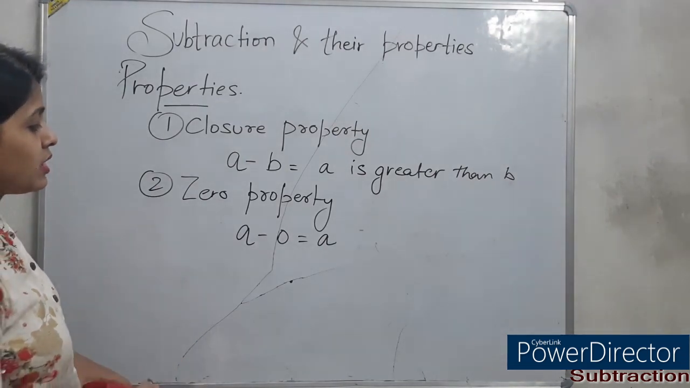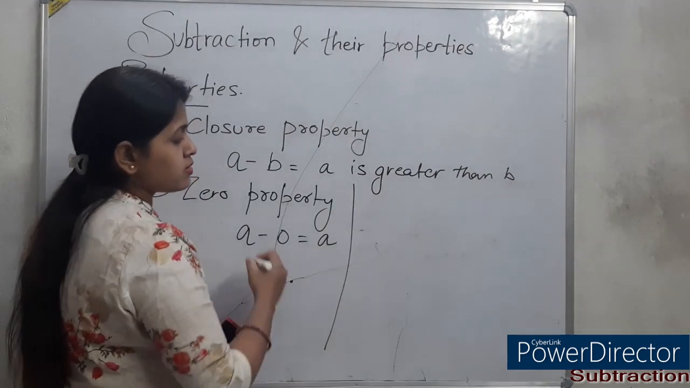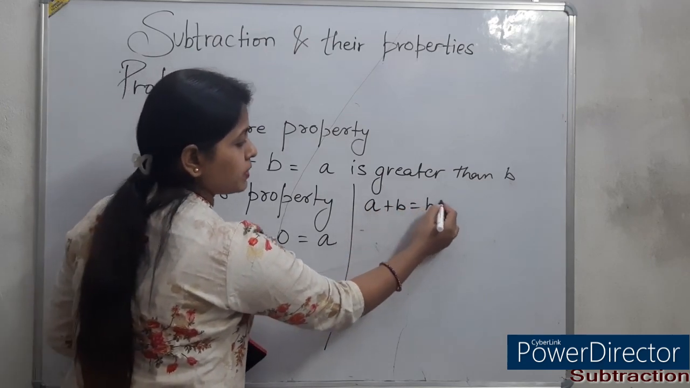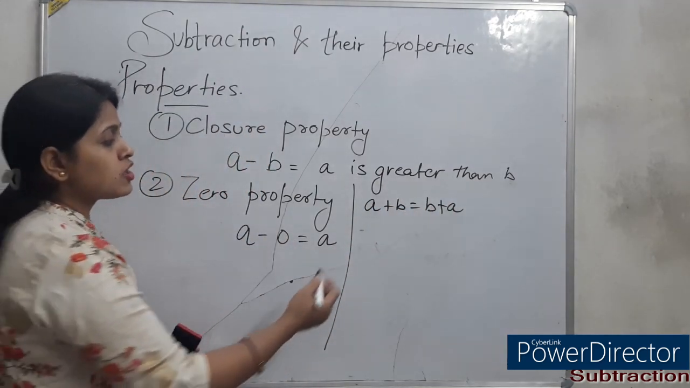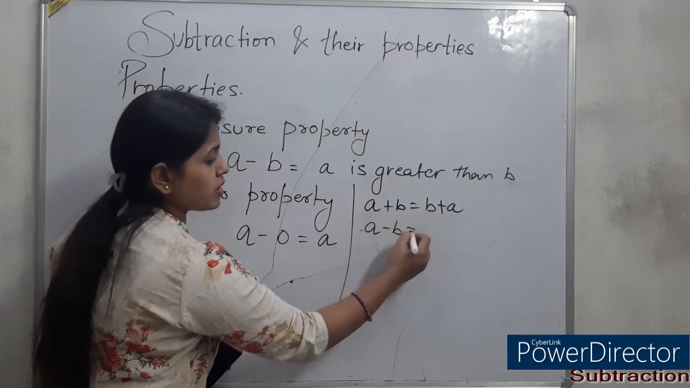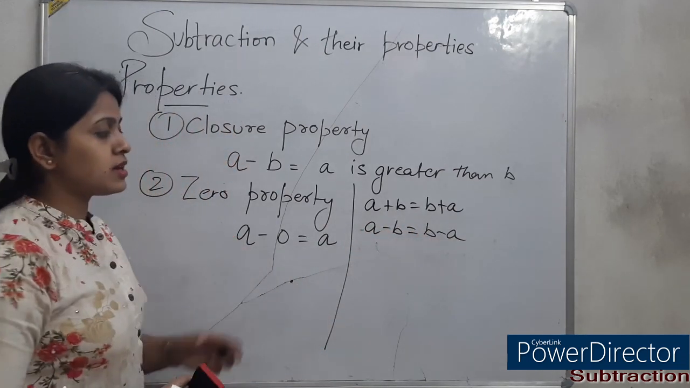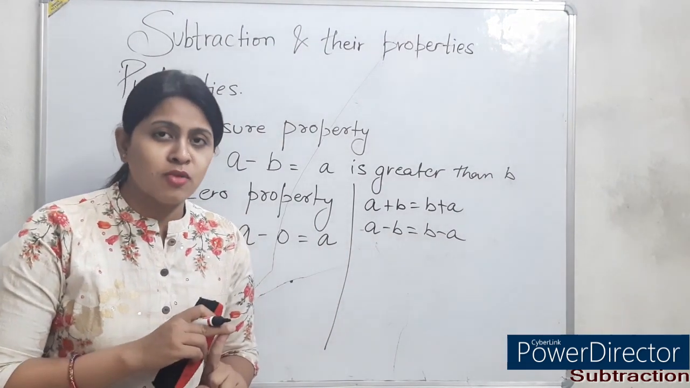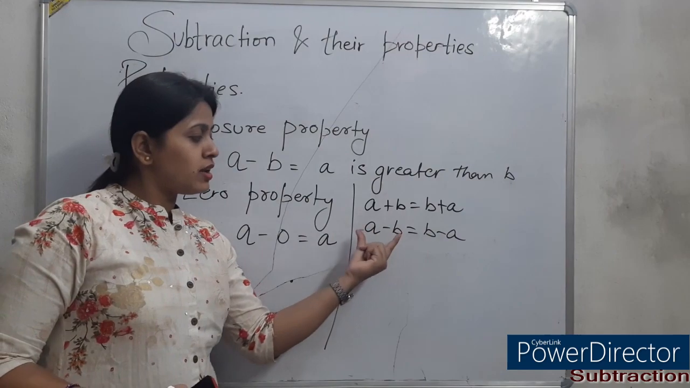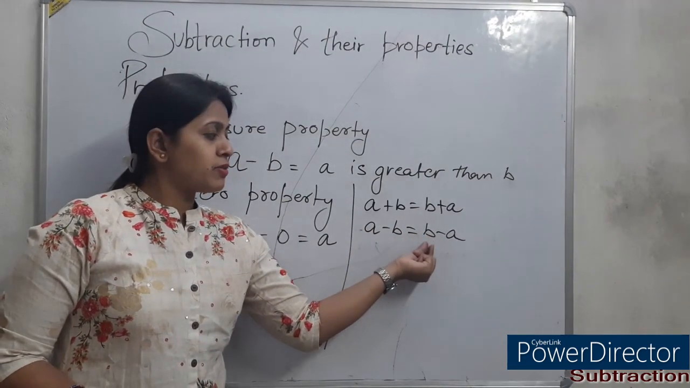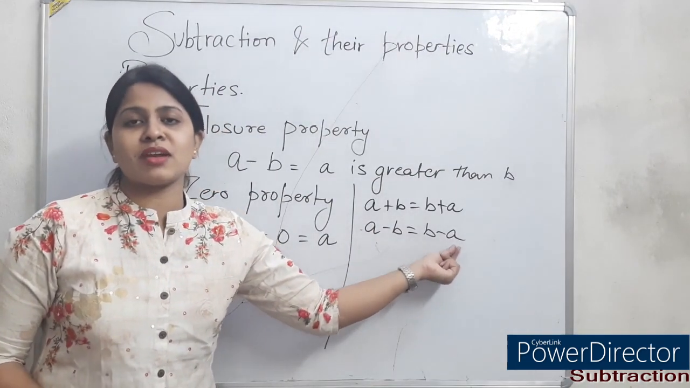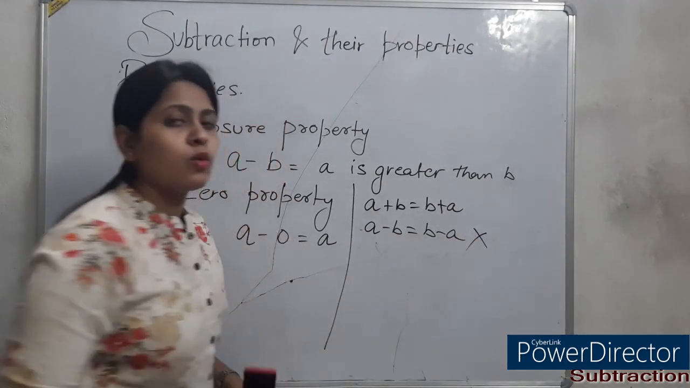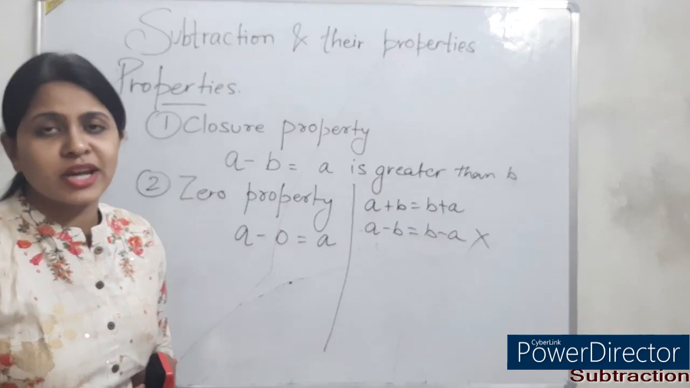Why will the commutative property not work? The commutative property says that A plus B is equal to B plus A in the case of addition. In subtraction, when we say A minus B is equal to B minus A, it is not possible. In subtraction, one number needs to be smaller. If B is smaller, we can solve this, but if B is greater, it is impossible to subtract the greater number from the smaller one. So the commutative property will not be true in subtraction.